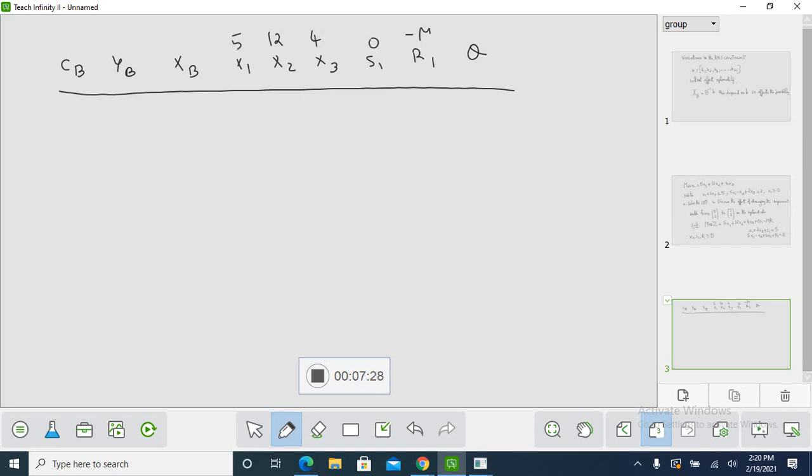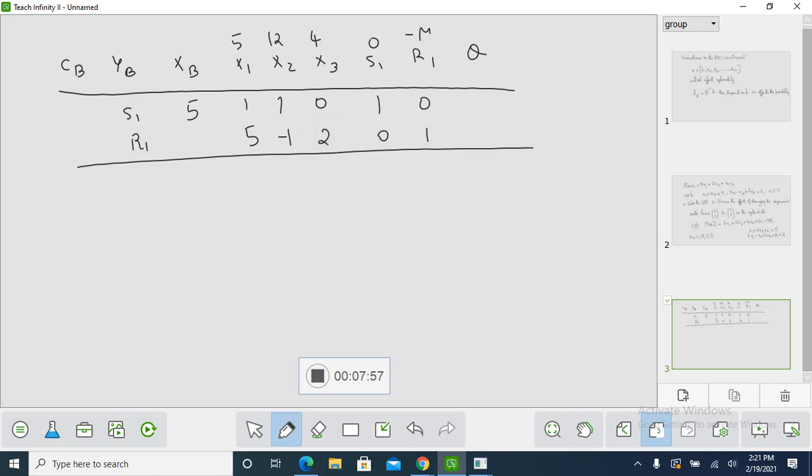Here my vectors that are going to enter will be S1 and R1, because S1 corresponds to 1, 0, and R1 corresponds to 0, 1. Now look at my first constraint, x1 plus 2x2, and here I have a 5, and the next one is 5, minus 1, 2. So I will have 5, minus 1, 2, and I have a 2 in this position. Right. Now what do I need? I need CB. My CB is going to be 0 and minus M.